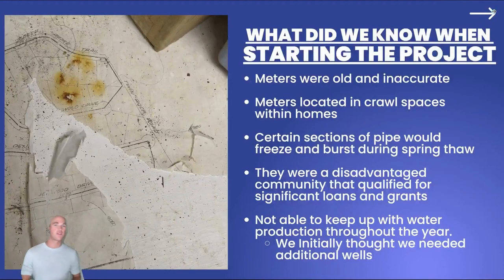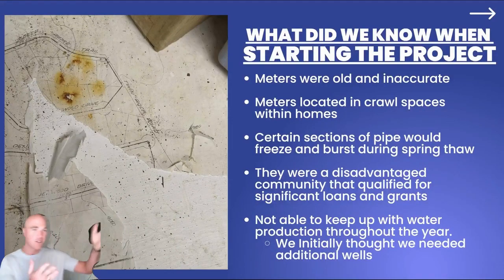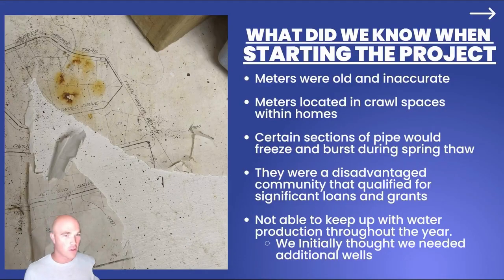Okay, so what did we know when we started the project? Well, here's a picture of something straight out of one of the water treatment buildings. These were the kind of as-builts we were working with. As you can tell, there wasn't even a scale bar on here. There's some contours. So we had these old plans we were working off of.